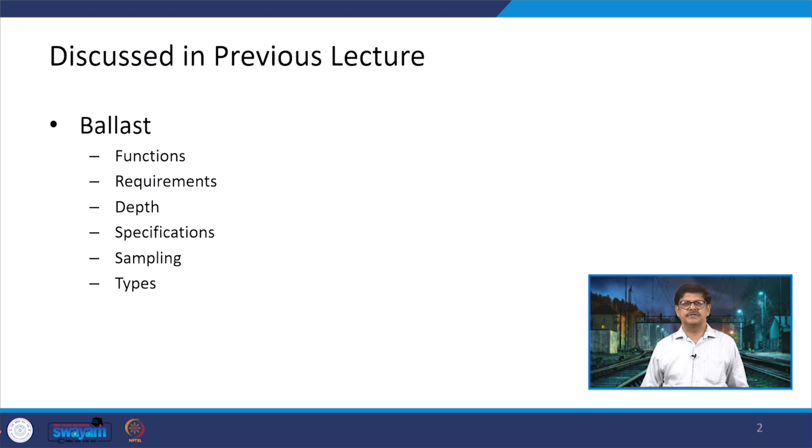Next, we discussed the sampling techniques, and then finally we talked about the various types of ballast which can be used on a track, and there we identified a few cases which cannot be used on the main track completely or as a permanent way. They can be used temporarily, but after some time they have to be replaced by a better ballast.